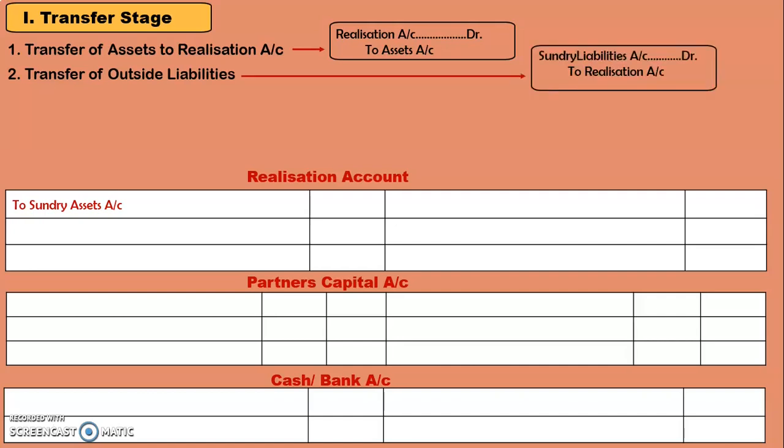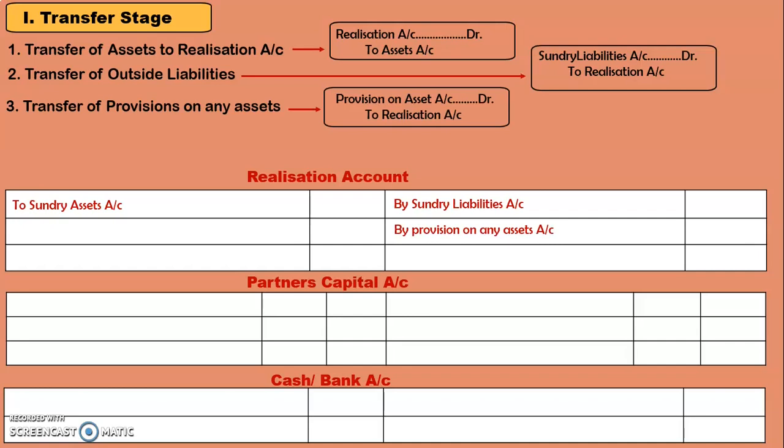The journal entry is sundry liabilities account debit to realization. We transfer the liabilities to the credit side of realization account by sundry liabilities. Then if there are any provisions on assets like provision for depreciation, RDD, then this will be transferred to the credit side of realization account, and the journal entry is provision on asset account debit to realization account.